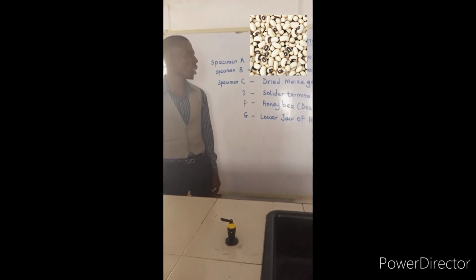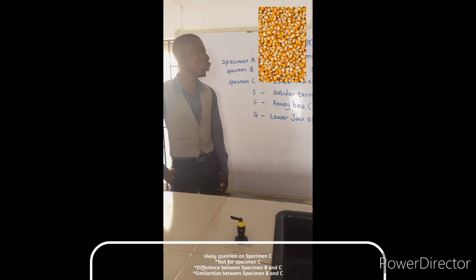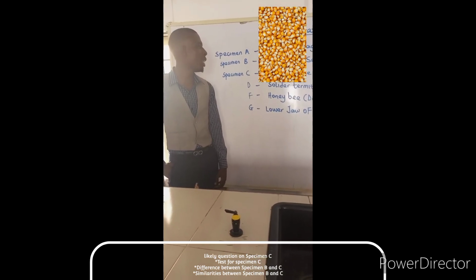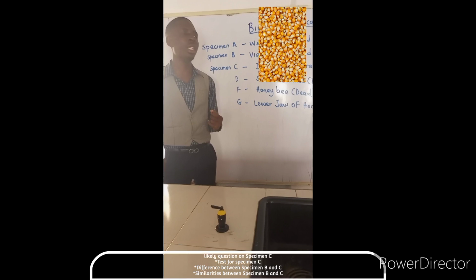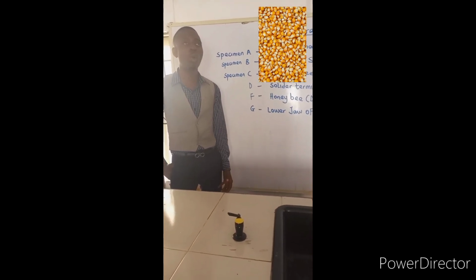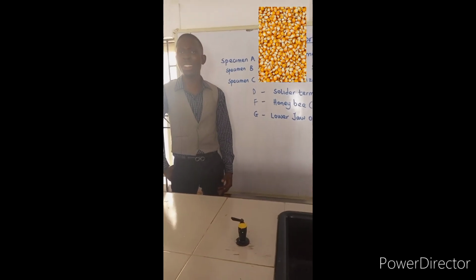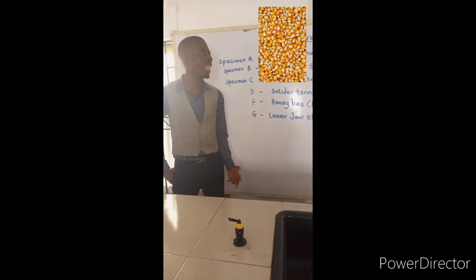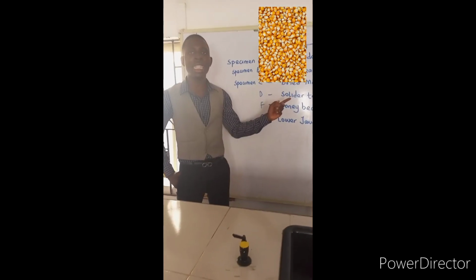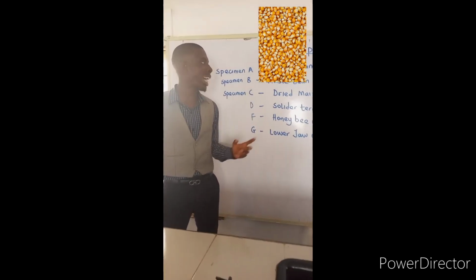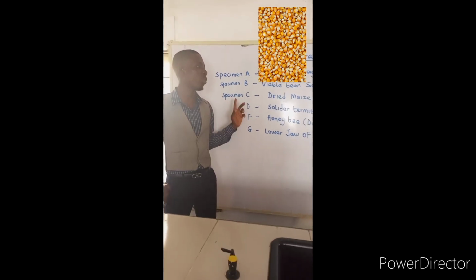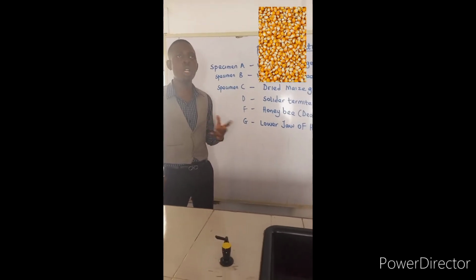Now, for specimen C, they ask us to dry a maize grain and soak it in water. That means in specimen C, we get a grain of maize and soak it inside water. Then they can ask us to dissect the maize grain. After dissecting it, they can ask us to test for starch. Once iodine is added to the maize grain, specimen C plus iodine solution. For your test, you write specimen C plus iodine solution. What is the observation?